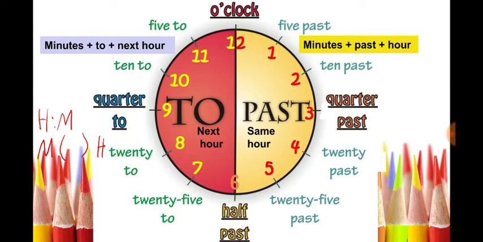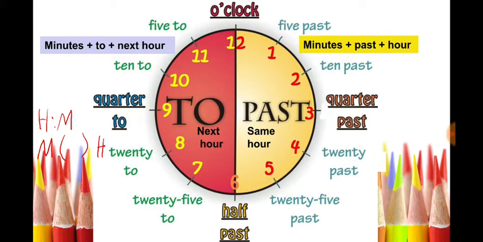For number 12 is o'clock. For number 1 is 5 past. For number 2, 10 past. For number 3, quarter past. For number 4, 20 past. 5, 25 past. 6, half past. 7, 25 to. 8, 20 to. 9, quarter to. 10, 10 to, and 11, 5 to. So you have to memorize by heart what each number represents with to and past.